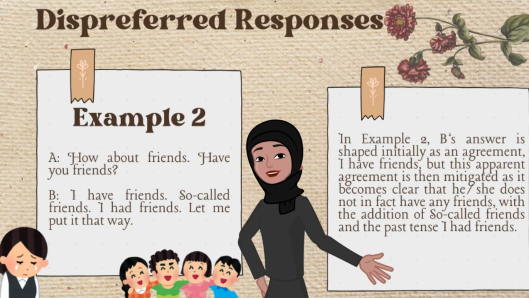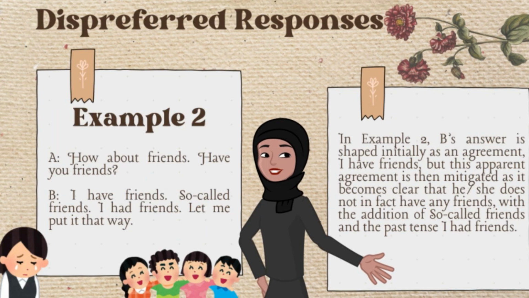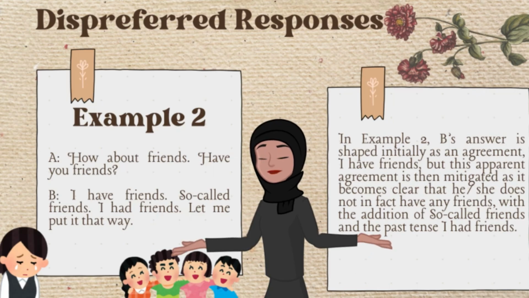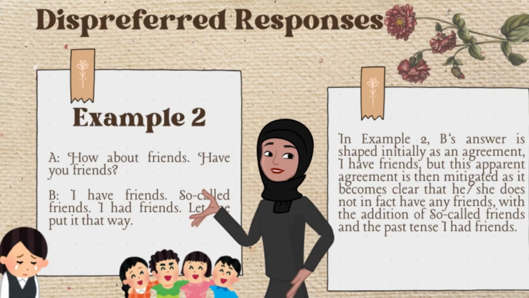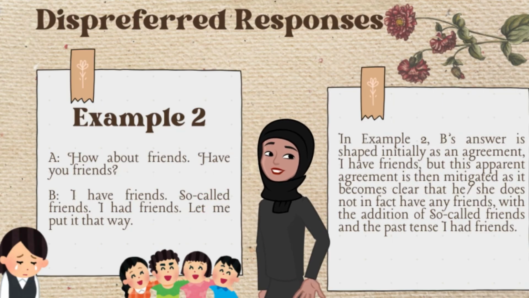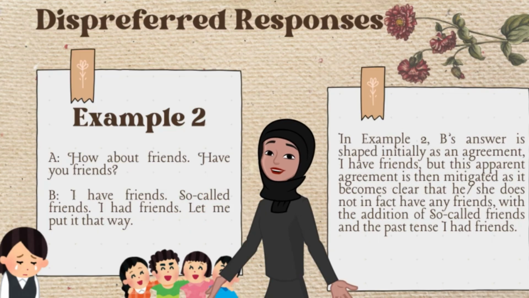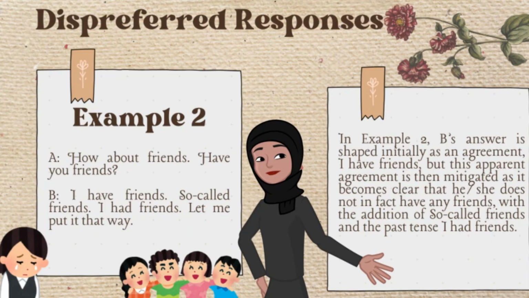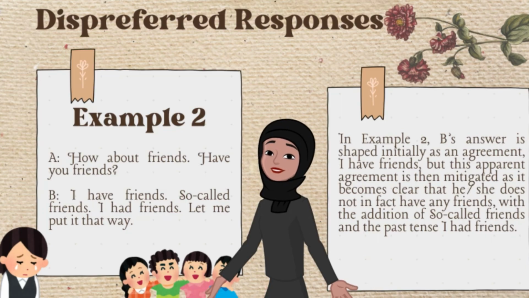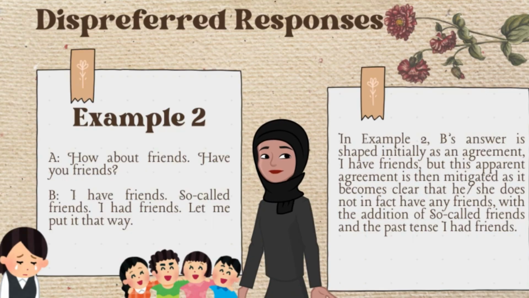Let us move on to example 2. "How about friends? Have you friends?" "I have friends. So-called friends. I had friends. Let me put it that way." Now, in example 2, B's answer is shaped initially as an agreement, "I have friends." But this apparent agreement is then mitigated as it becomes clear that he or she does not in fact have any friends, with the addition of so-called friends and the past tense, I had friends.